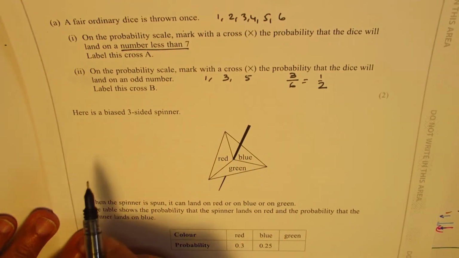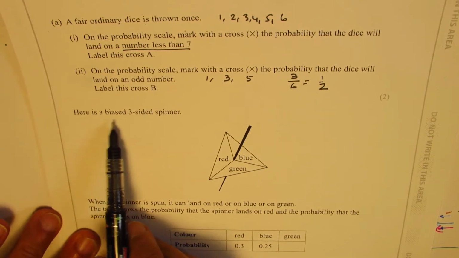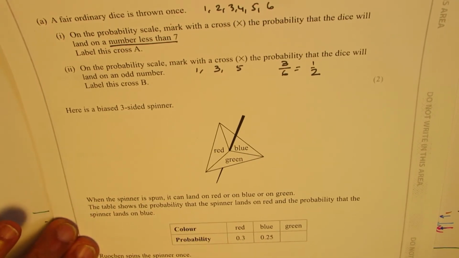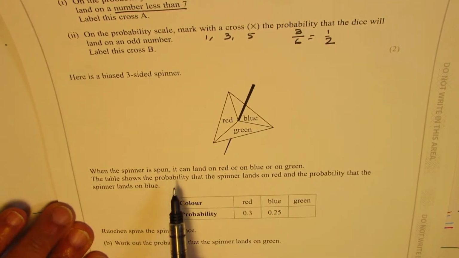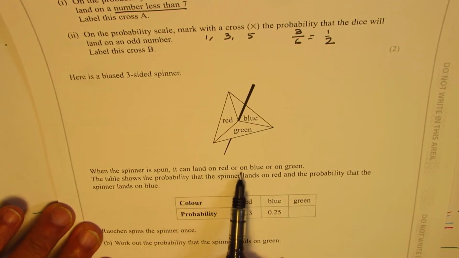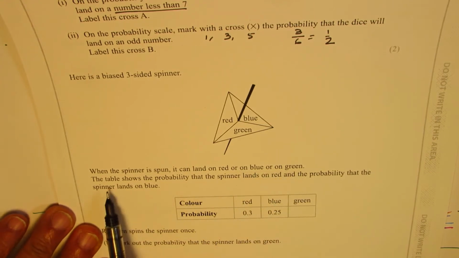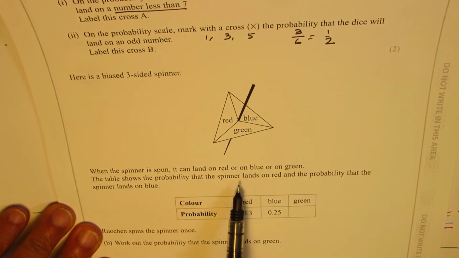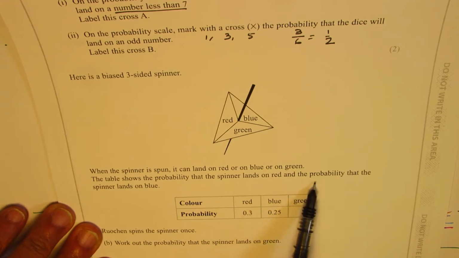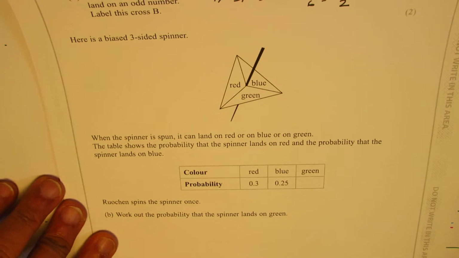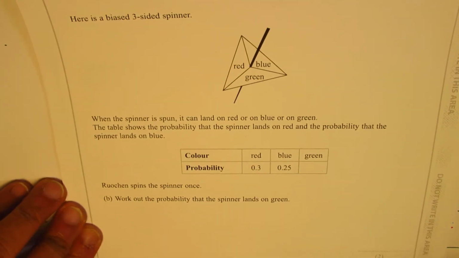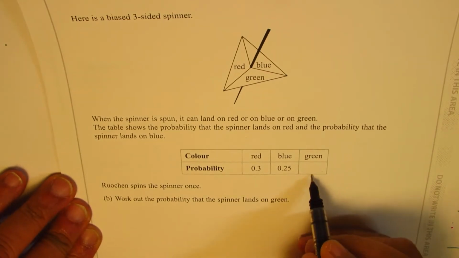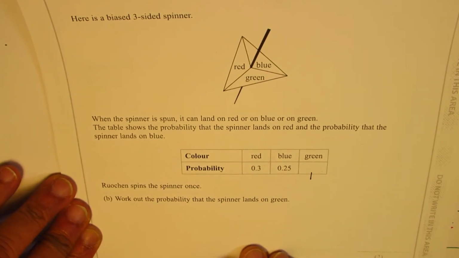Another part of this question is, here is a biased three-sided spinner. So red, blue and green. When the spinner is spun, it can land on red or on blue or on green. The table shows the probability that the spinner lands on red and the probability that the spinner lands on blue, right? These two are given to us. Now Roshan spins the spinner once. Work out the probability that the spinner lands on green. So we need to find this probability, right?